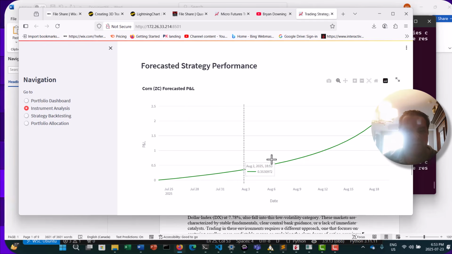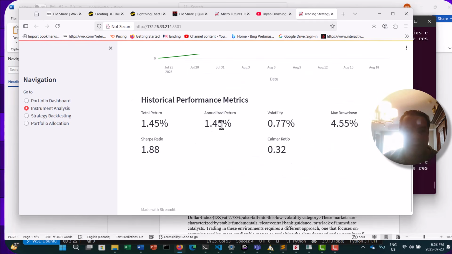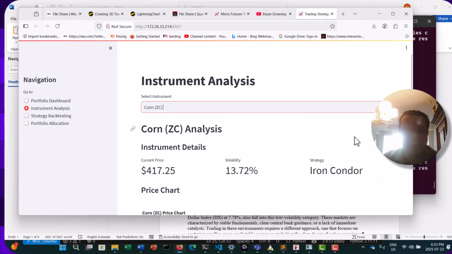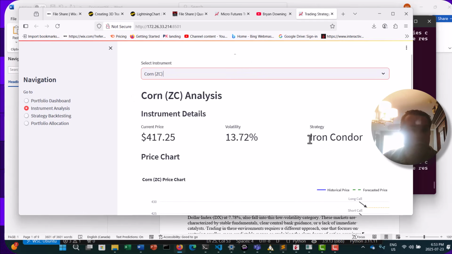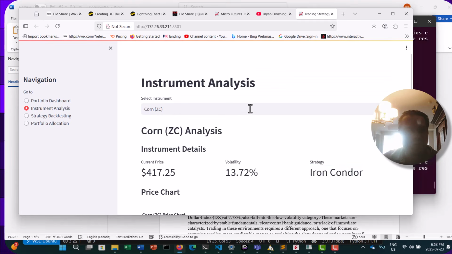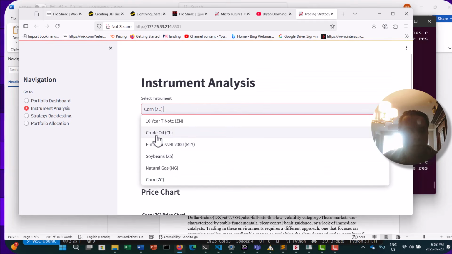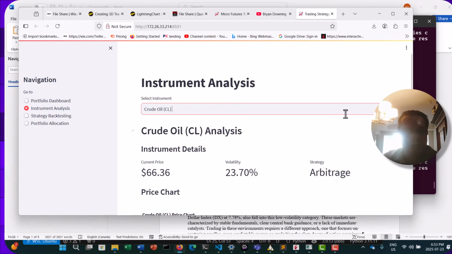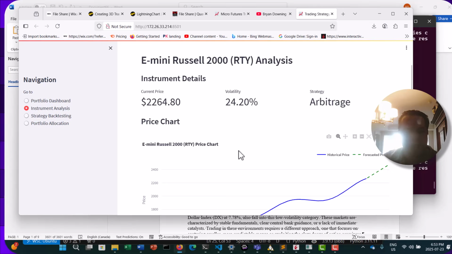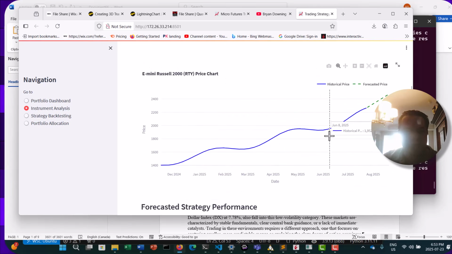Here's the forecasted P&L, okay? And again, all the metrics that I just showed you before. This one is suggesting to do an Iron Condor, okay? So those are the two we've looked at, corn and oil. The other one that was added in there was the Russell 2000, E-mini. So again, it's projected to still kind of move up.